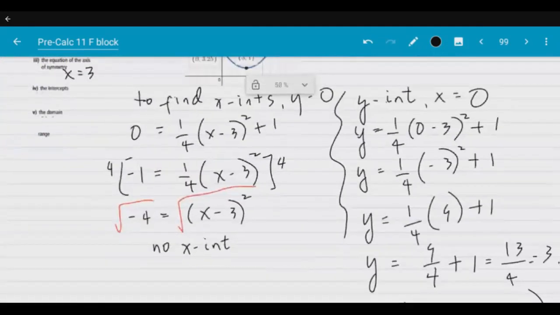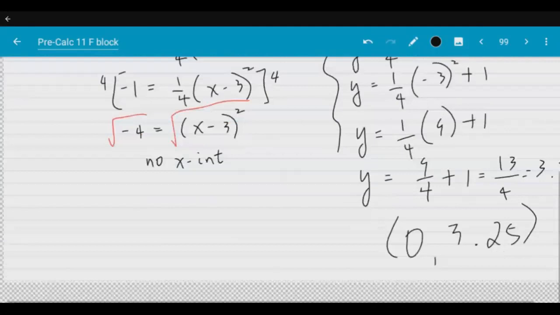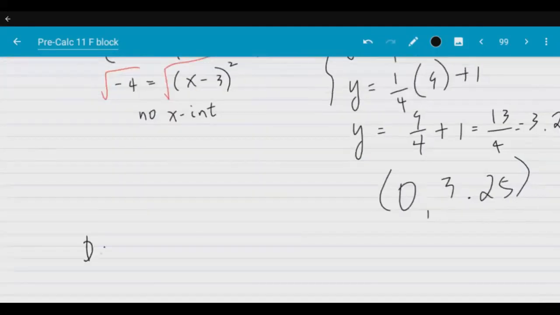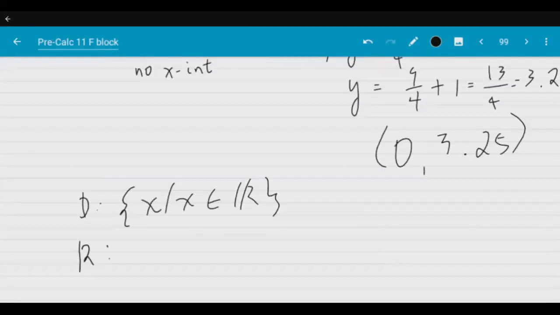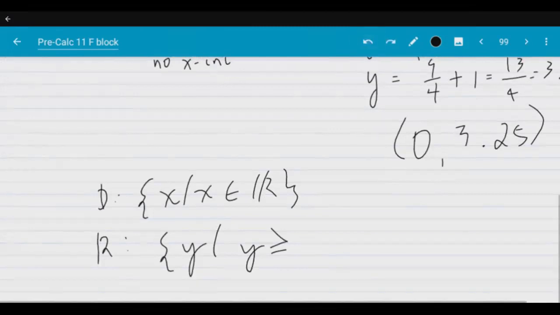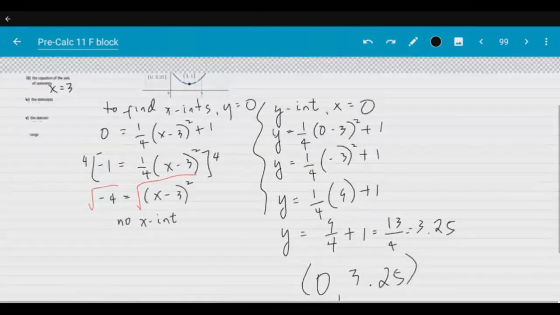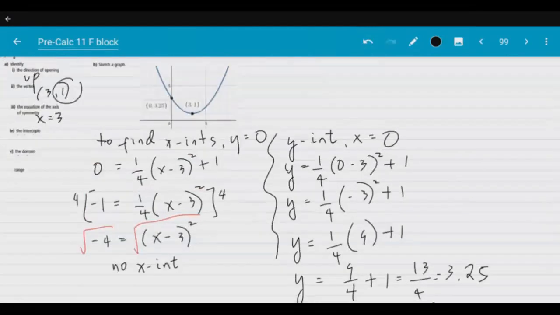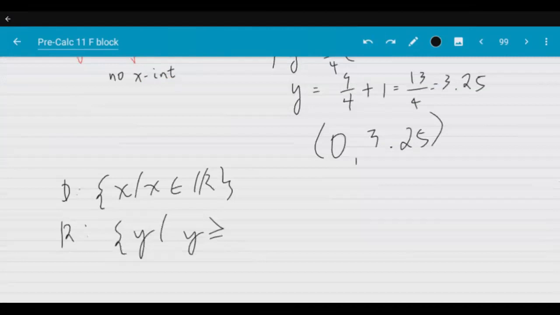What is the domain? Well, the domain, since it's a parabola, we already know that it's always going to be x is a real number. What about the range? So the range would be, since it's opening up, the set of all y's such that y is greater than or equal to 3.25. Not 3.25. Sorry. I need to look at the vertex. Where is it? The vertex is 1. Okay. That threw me off because I was looking at this y-intercept. Okay.